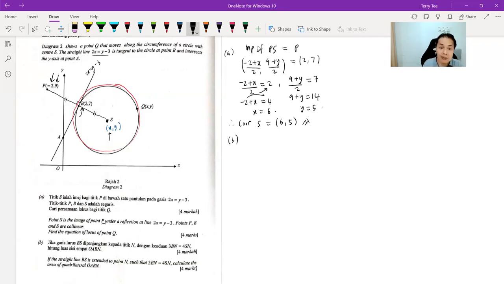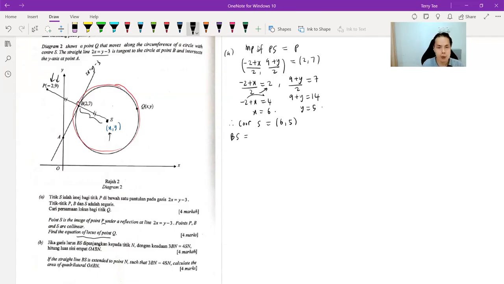Oh, sorry, I haven't finished yet. I need to find the equation of the locus. I only found the center, right? Sorry. The locus is a circle. It has a common center, equidistant from point S, but we need to know what the distance is. We need to find the length of BS. All right, so let's work out the length of BS.